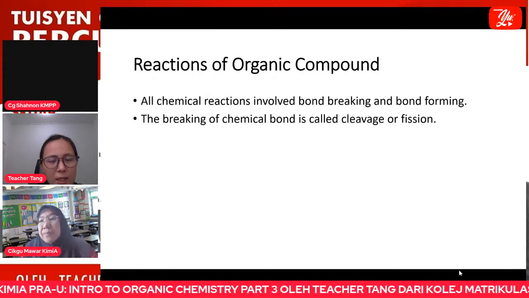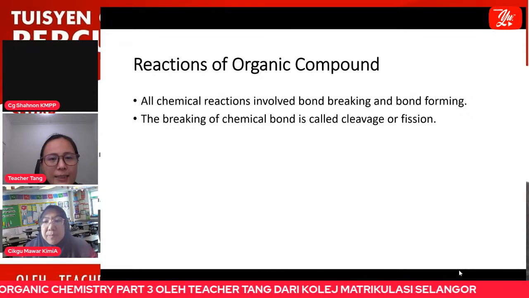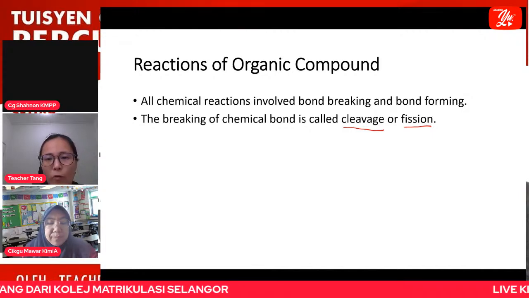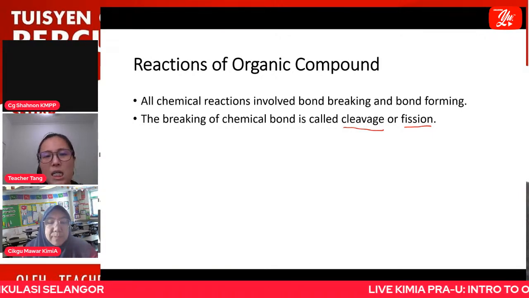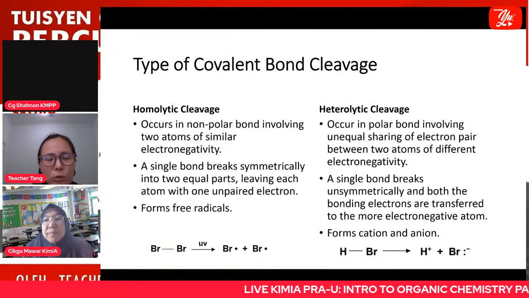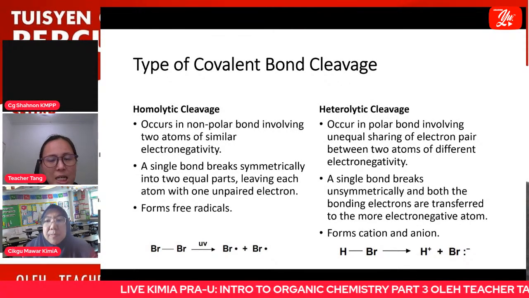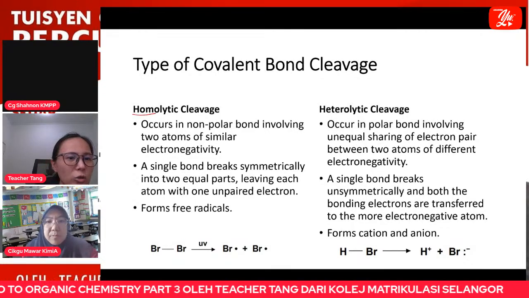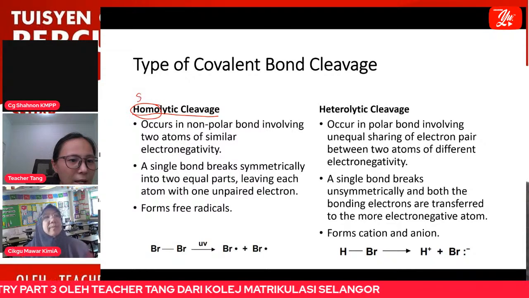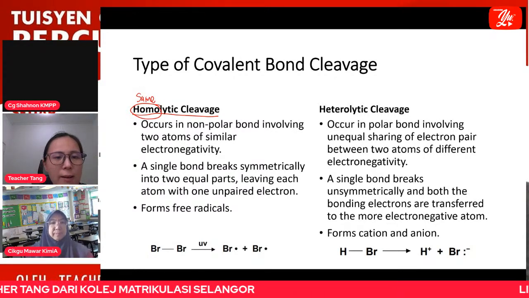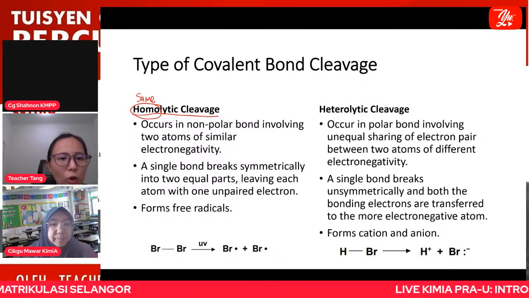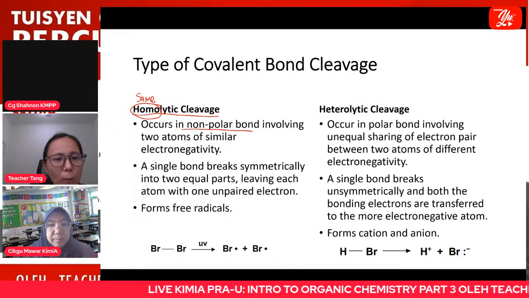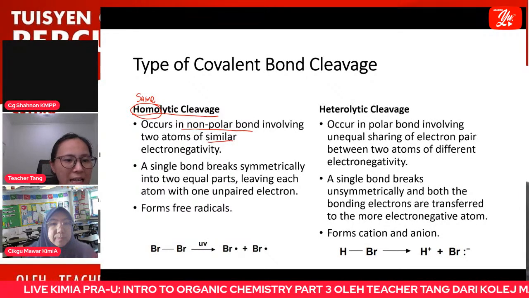The chemical bond breaking, we can call it bond cleavage or bond fission. Both of them refer to covalent bond breaking. Basically, there are two types of covalent bond breaking or covalent bond cleavage. The first one is called homolytic cleavage. Homo means same. Homolytic cleavage basically occurs in a non-polar bond, where the two atoms involved in the non-polar bond have similar electronegativity.